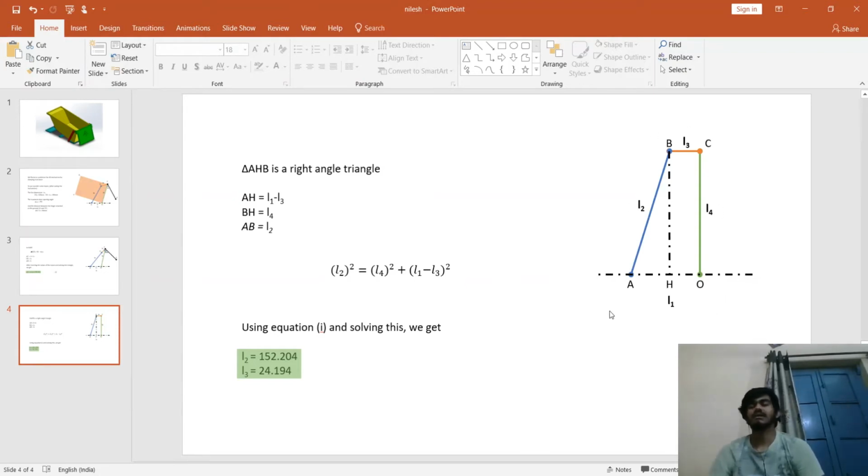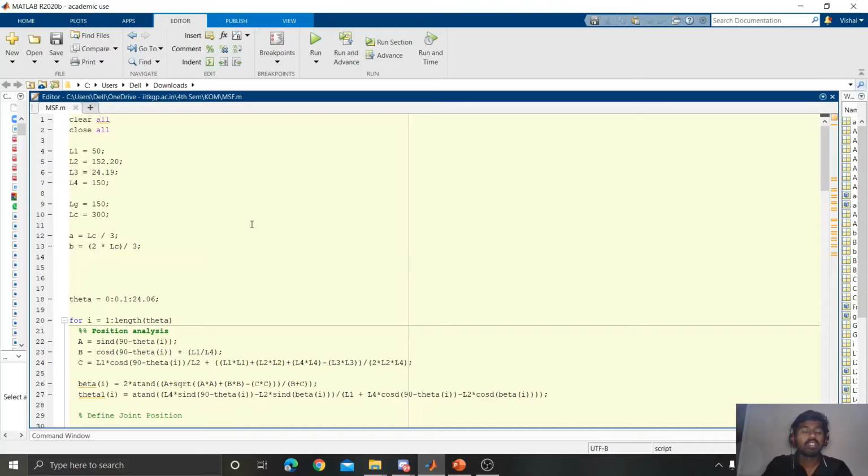After this, I will hand over the stage to Vishal. He will explain the MATLAB part. Thank you, Nilesh. Now I will explain how our code works.